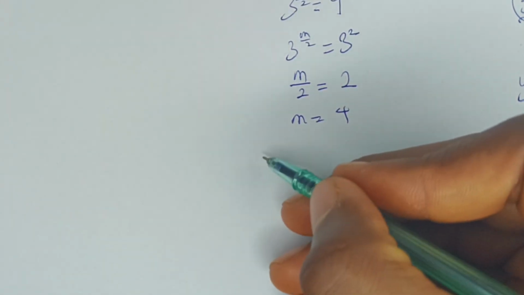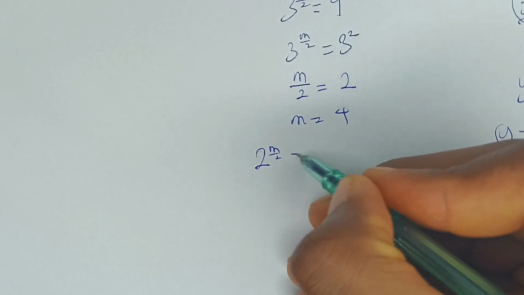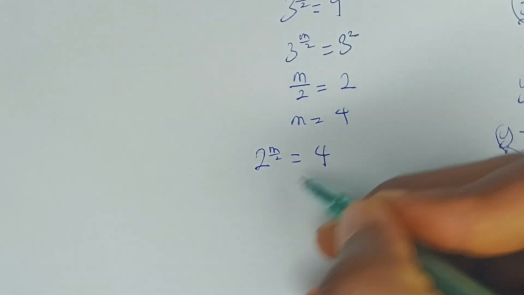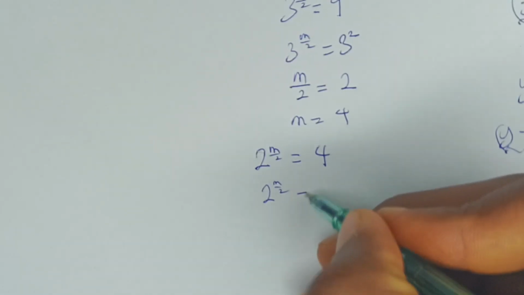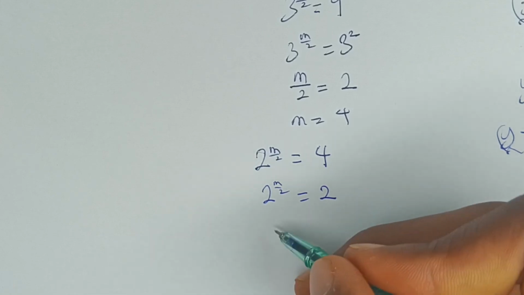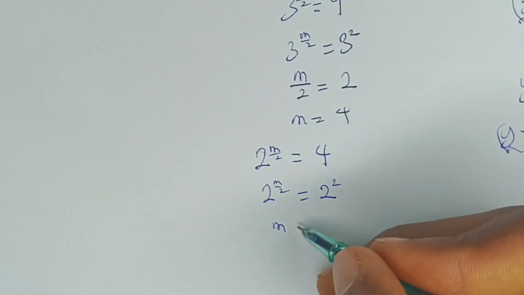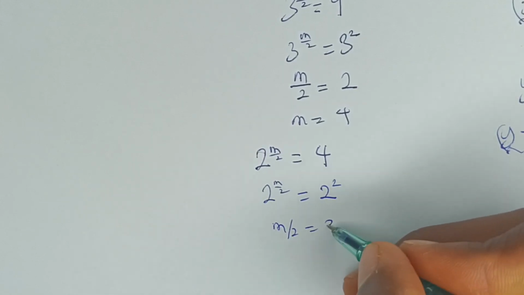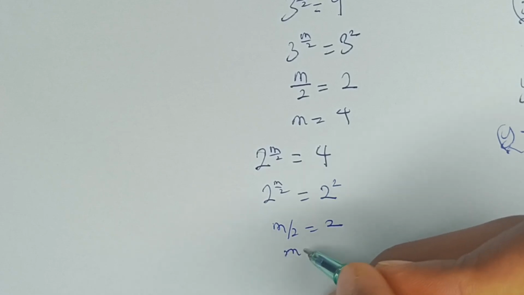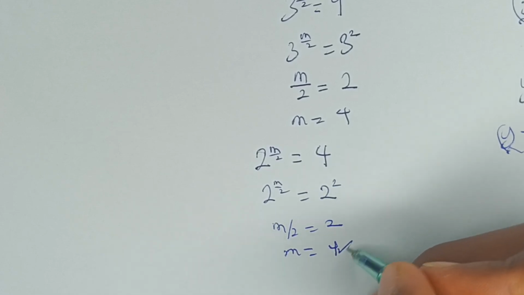Similarly, 2 to the power m over 2 is equal to x, which is equal to 4. 2 to the power m over 2 is equal to 2 squared rather. m over 2 is equal to 2. m is equal to 4.